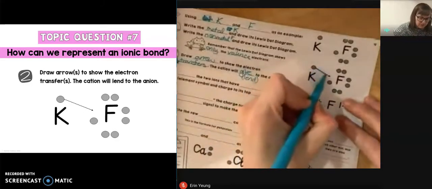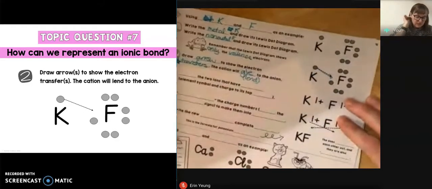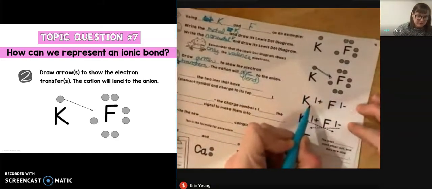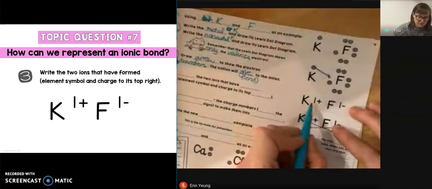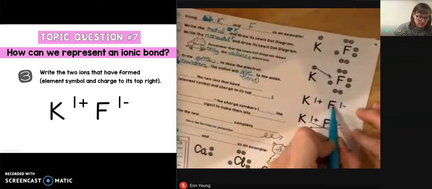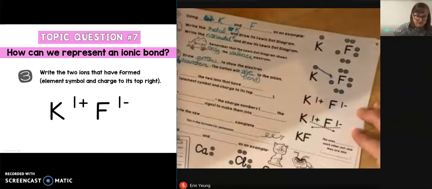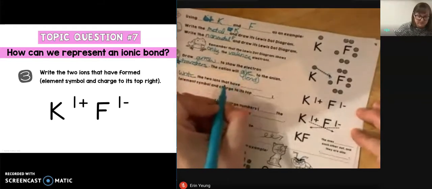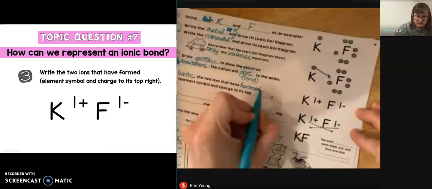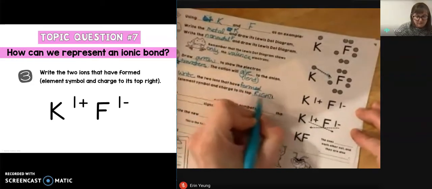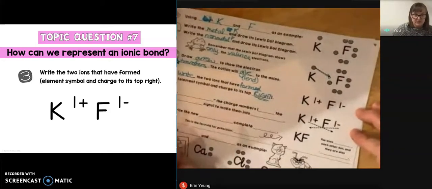So here's our arrow here saying we're going to give this over here to our fluorine, and that is going to be how we're going to get our charged particles. So our 2 ions that are going to be formed are here, coming from our positive because we've given away 1 electron, and our negative because we've taken in 1 electron. So it says write, we've already done this, write the 2 ions that have formed. The element symbols and charge go into the top right. That is important where you write it, that it's on the top right hand side.